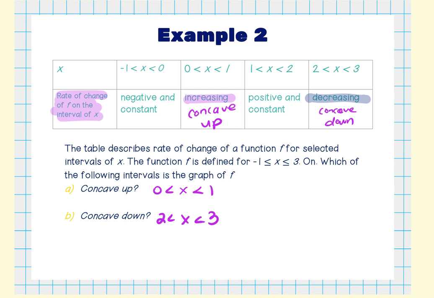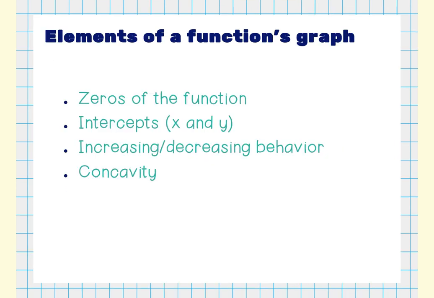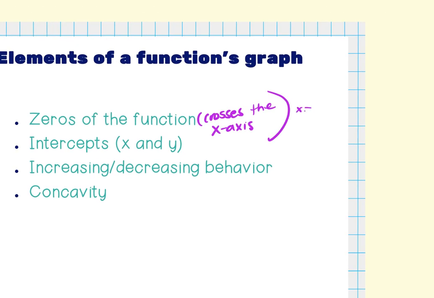Okay, now we're going to read a graph. Three of these things we have done before. The zeros of the function, how do I know it's a zero? It crosses the x-axis. And if I asked you to give me the zeros of a function, how would you write them? The x values. So you will literally write x equals whatever, x equals whatever for as many zeros as there are.